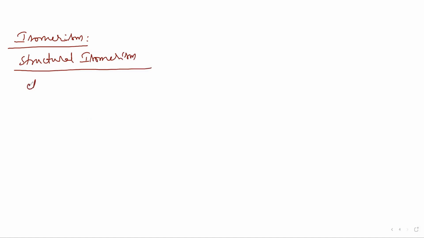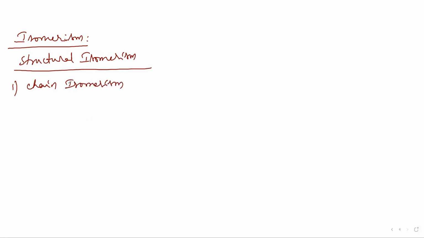Next. Isomerism. What is isomerism? Compounds having same molecular formula but differing physical and chemical properties. So there are two types of isomerism. In the first one, structural isomerism. In structural isomerism, we'll see first one, chain isomerism.